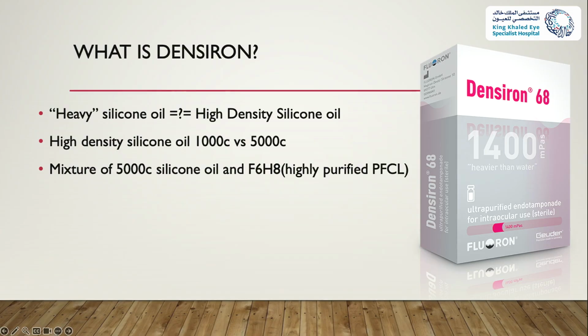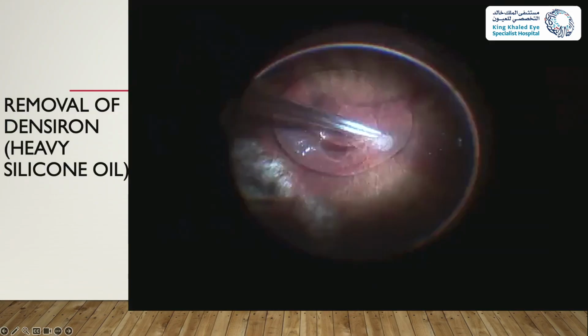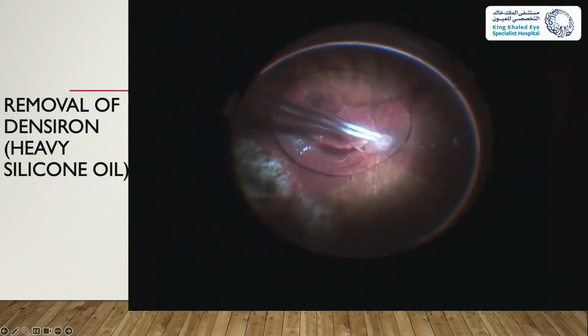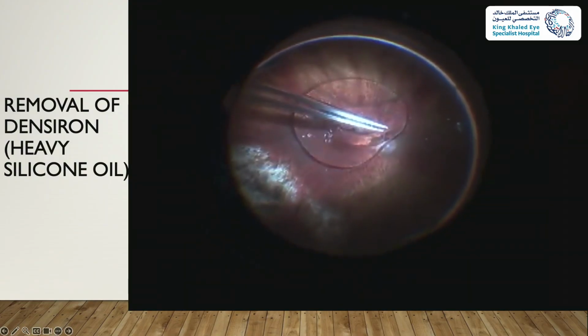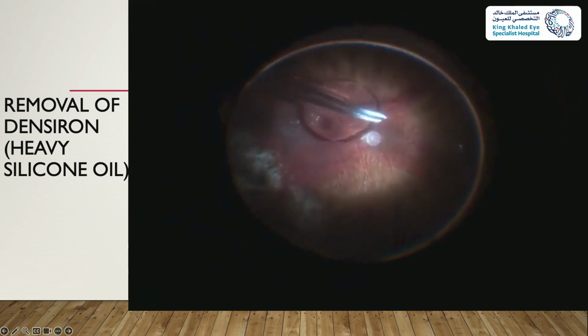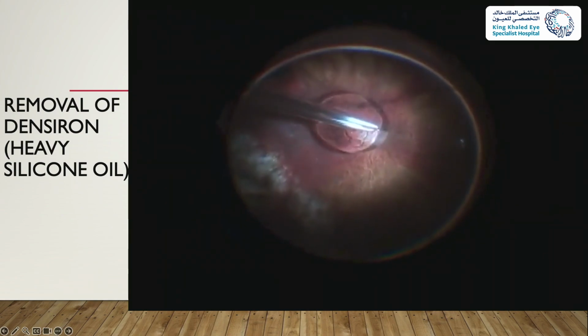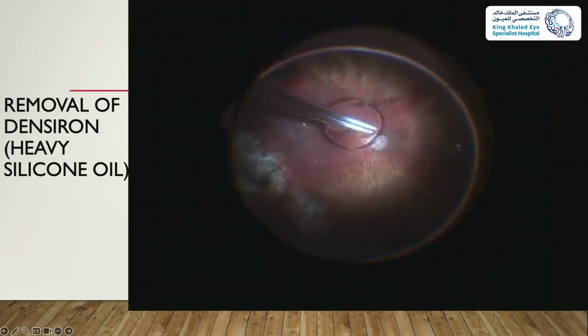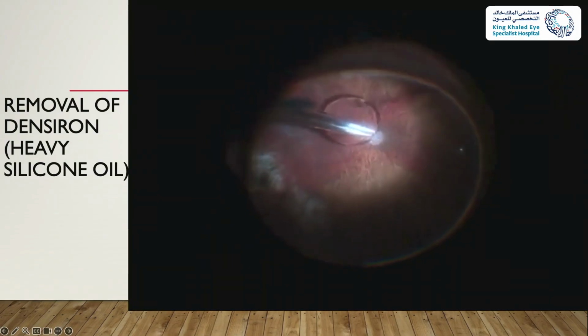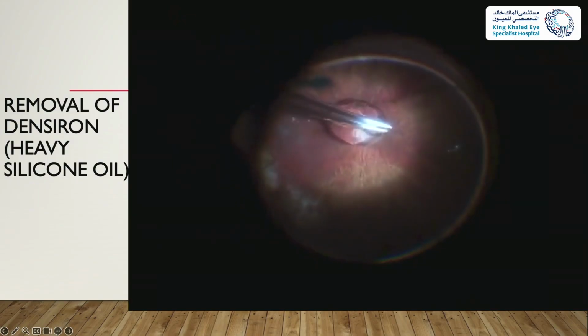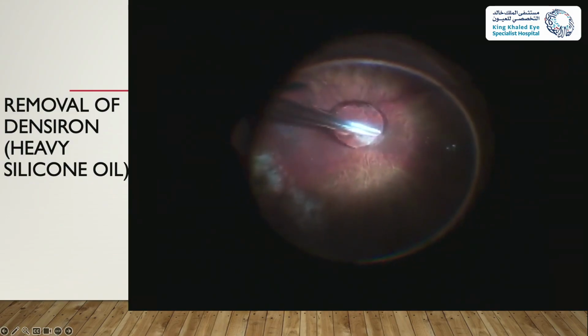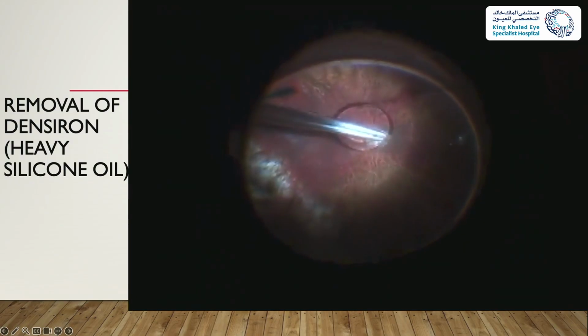So when people say heavy silicone oil, it's because they have a mixture of the silicone oil and the perfluorocarbon fluid. This is one of the older videos where I used a 20 gauge, and you can use the angio, like the IV tubings. I'm not sure what they're made from, polyvinyl or whatever it is, but the silicone oil and perfluorocarbon fluid mixture loves to stick to it.